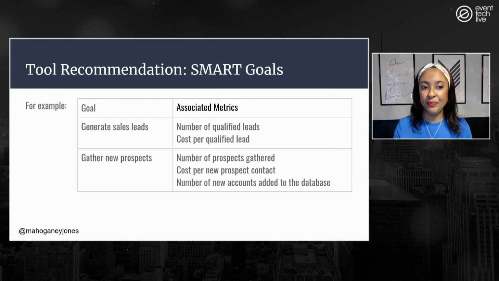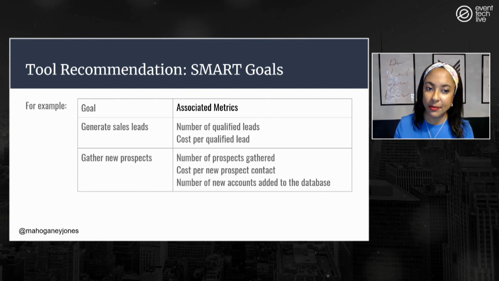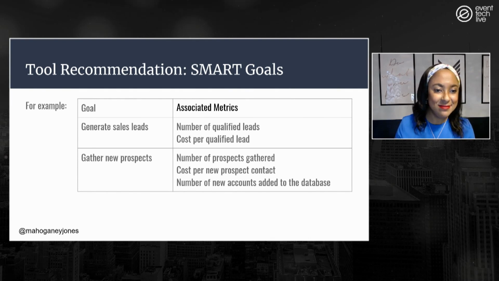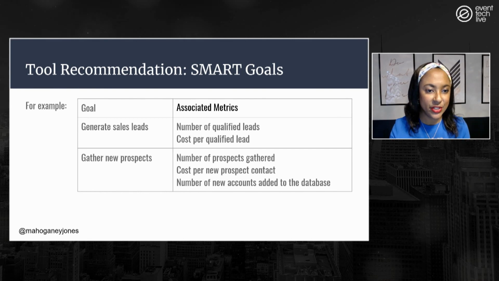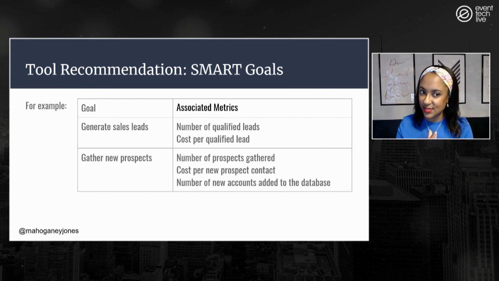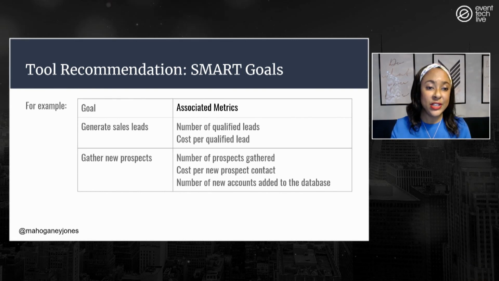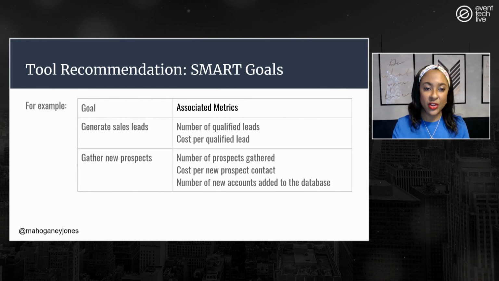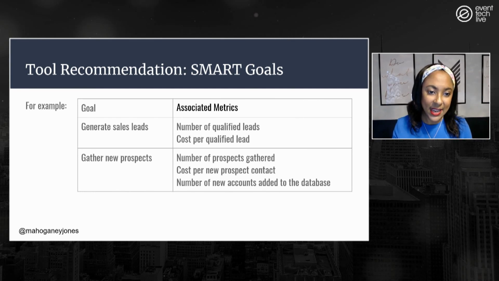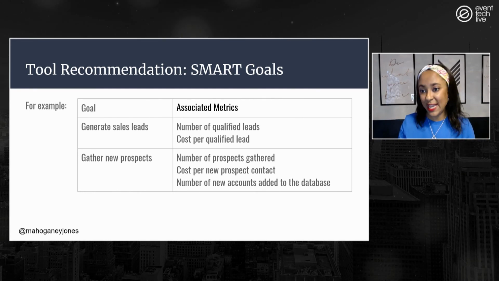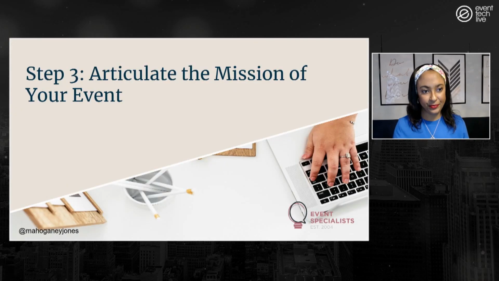And here's an example. If your goal is to generate sales leads, what are the associated metrics with that? Number of qualified leads, cost per qualified lead. We all know that that's what we're doing here at Event Tech Live. A lot of our exhibitors, that is their goal, and those are the associated metrics. And gathering new prospects. What are those metrics again that you're going to measure? Number of prospects gathered, cost per new prospect, and then also number of new accounts added to your CRM.